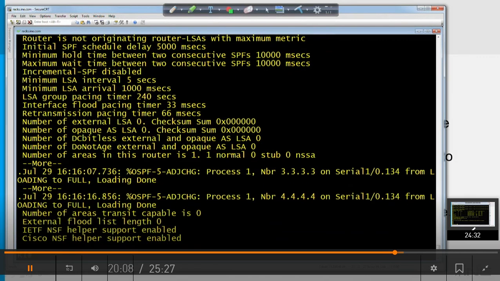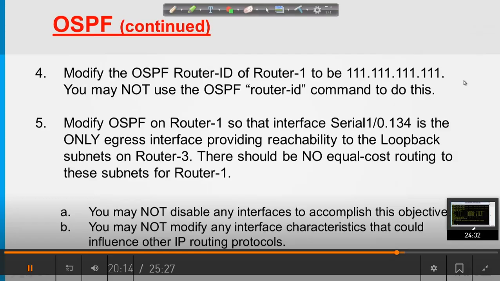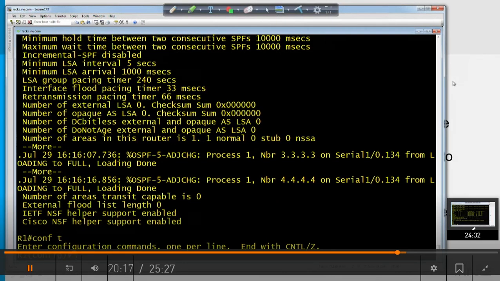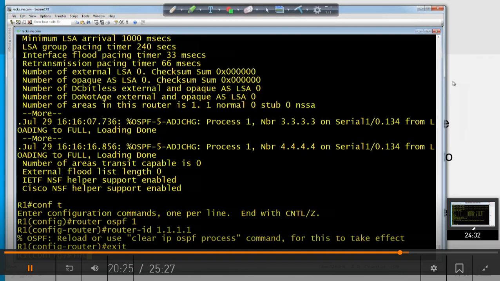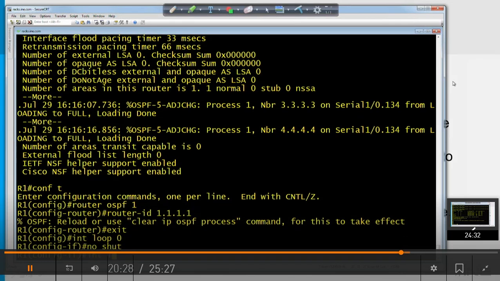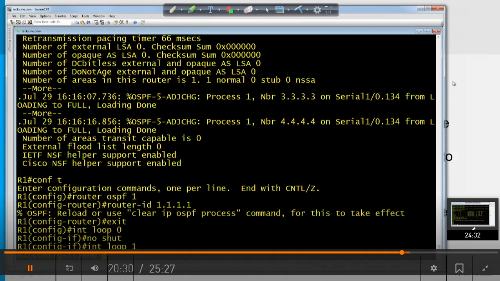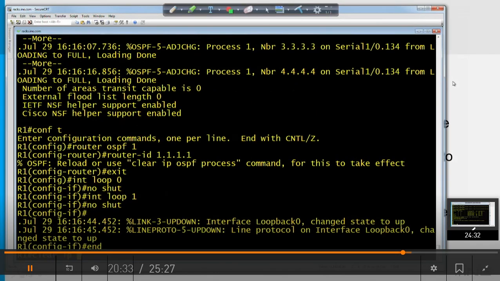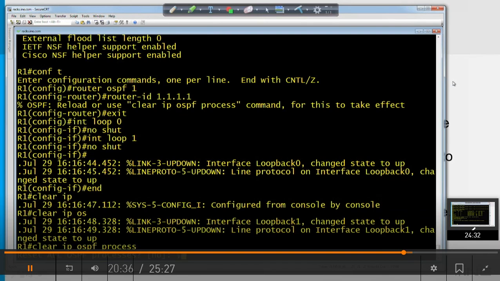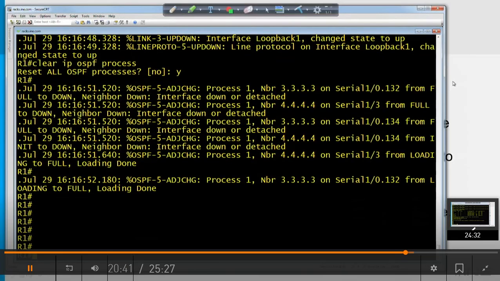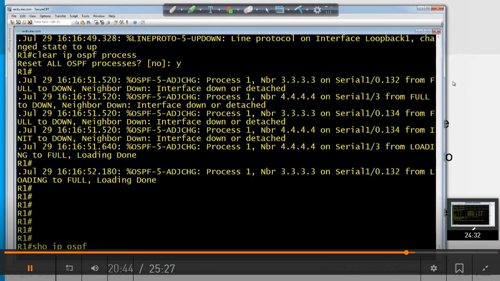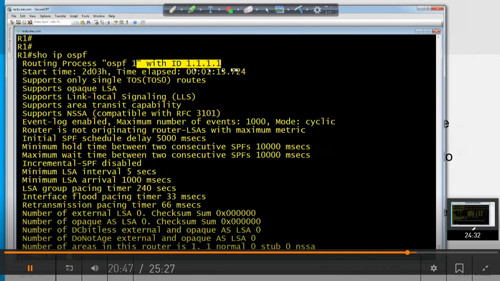So here's what I'm going to do. We've completed that task. I don't think we care about that at this point. So let's go ahead and go back and do router OSPF 1, router-ID, put it back to what it was. Interface loop 0, no shut. Interface loop 1, no shut. And clear IP OSPF process. I want to get him back to 1.1.1.1. Okay, now he's back to what he was before.